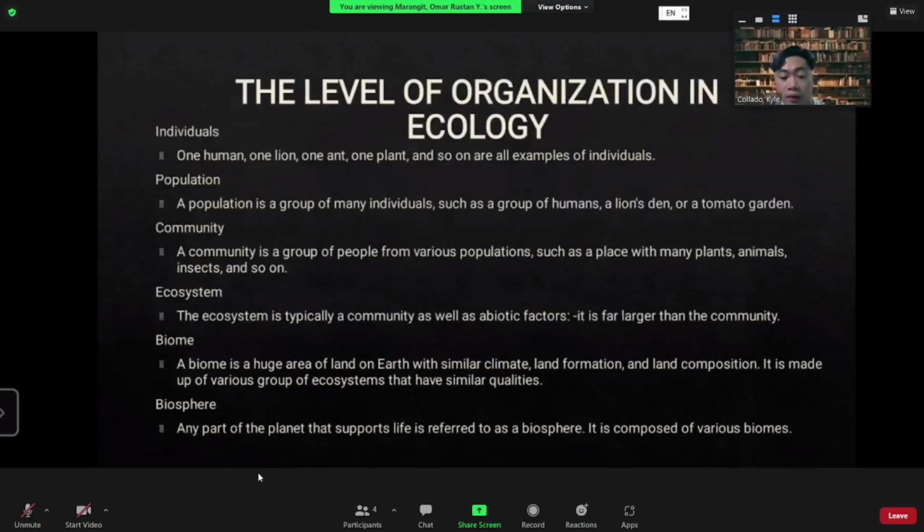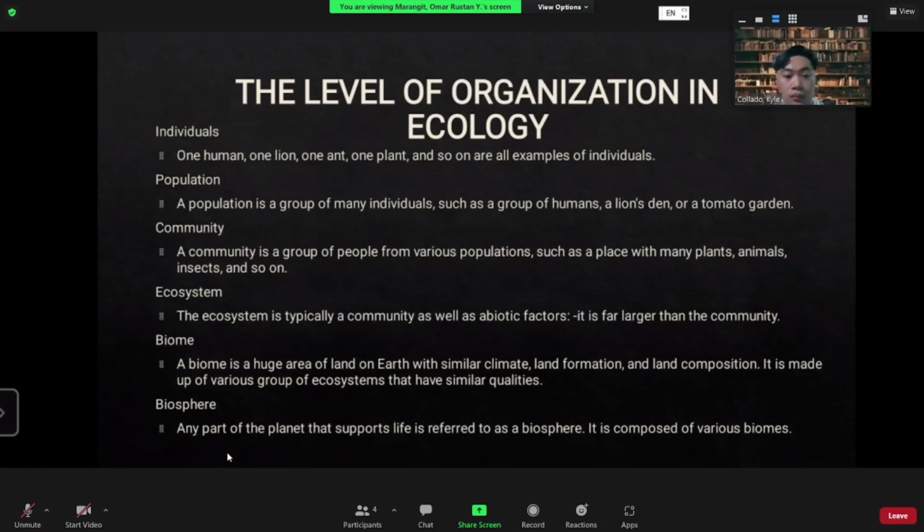Viruses can infect a variety of living organisms, including bacteria, plants, and animals. Viruses are so small that a microscope is necessary to visualize them. A virus is an infectious agent that can only replicate within a host organism. These are the levels of organization in ecology. First, individuals. One human, one lion, one ant, one plant, and so on are all examples of individuals.